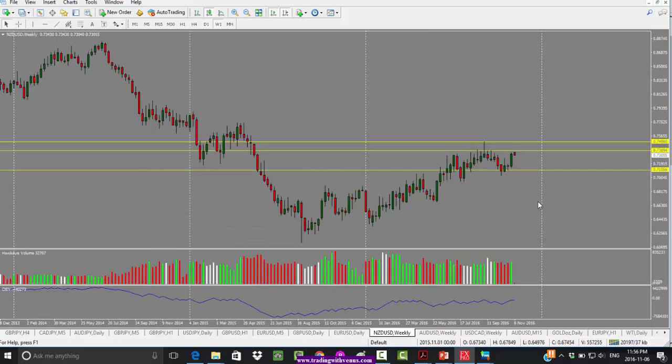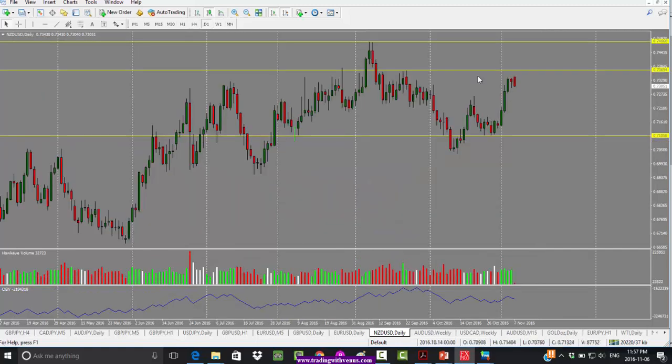New Zealand US dollar weekly chart here, again we see a very bullish candle close. However, we are into this support and resistance for New Zealand dollar here, 73.70 level, and this week we are looking for a rate cut announcement. As a result, we may see New Zealand be slightly bearish going into the rate statement.